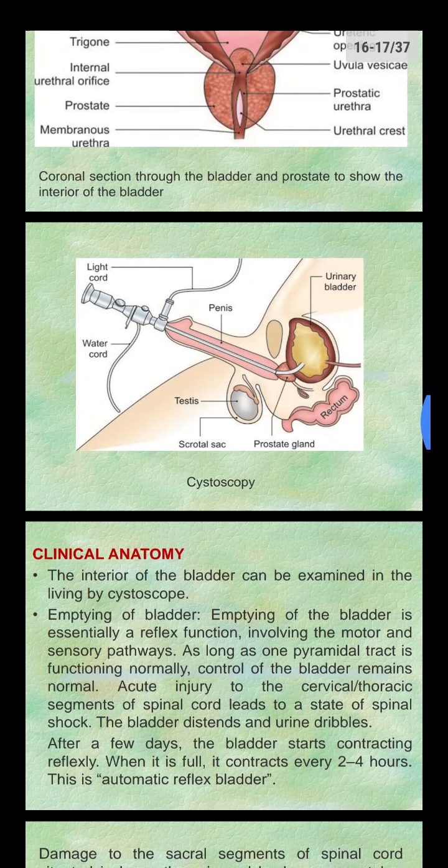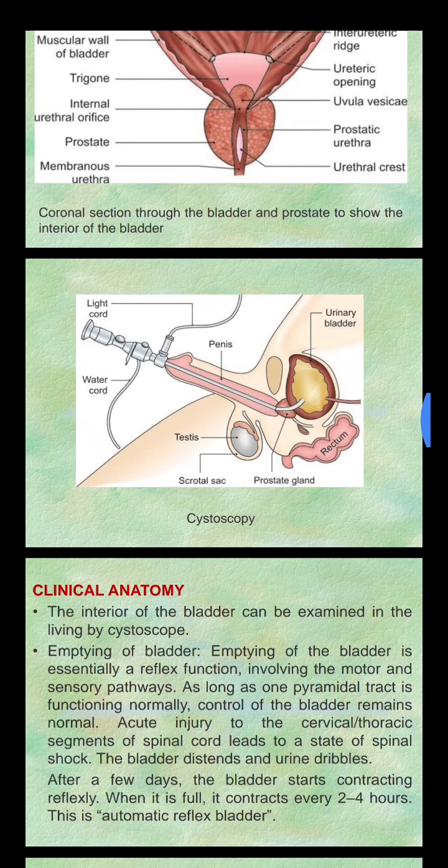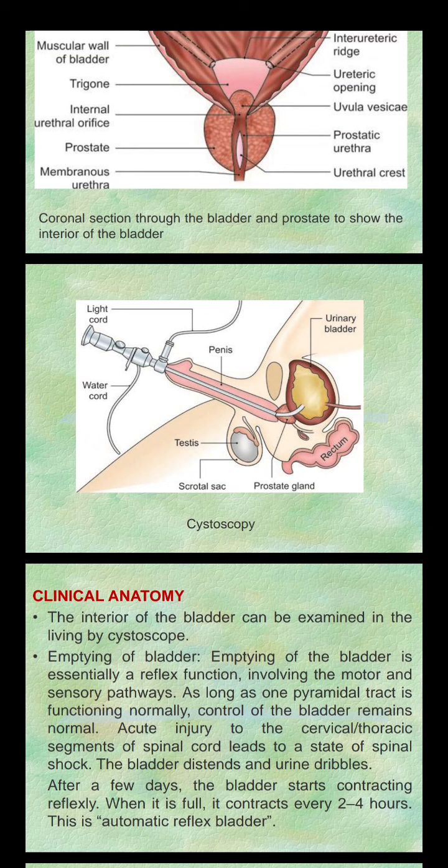Next comes the clinical anatomy, as you can see in your books. The bladder may be ruptured by injuries to the lower abdominal wall. Chronic obstruction to the outflow of urine by an enlarged prostate or by stricture of the urethra causes hypertrophy of the bladder, leading to a trabeculated bladder. So if the bladder is not able to empty because of some causes, this condition can occur.